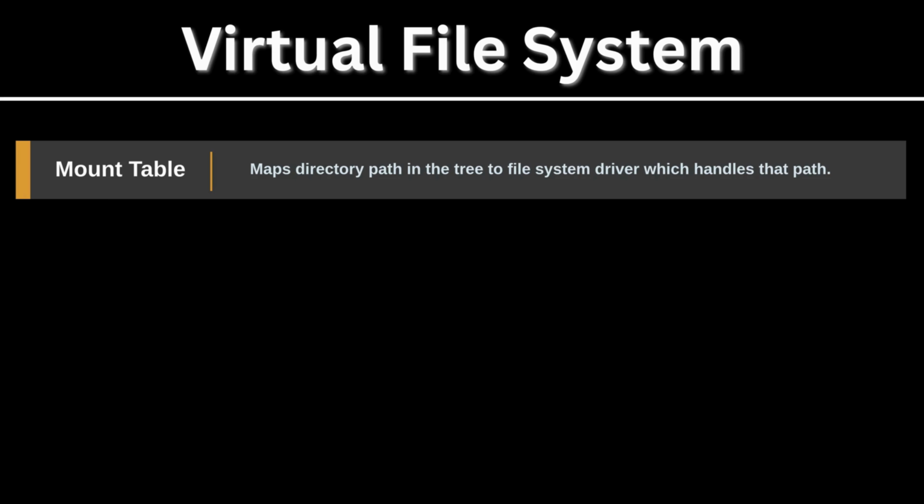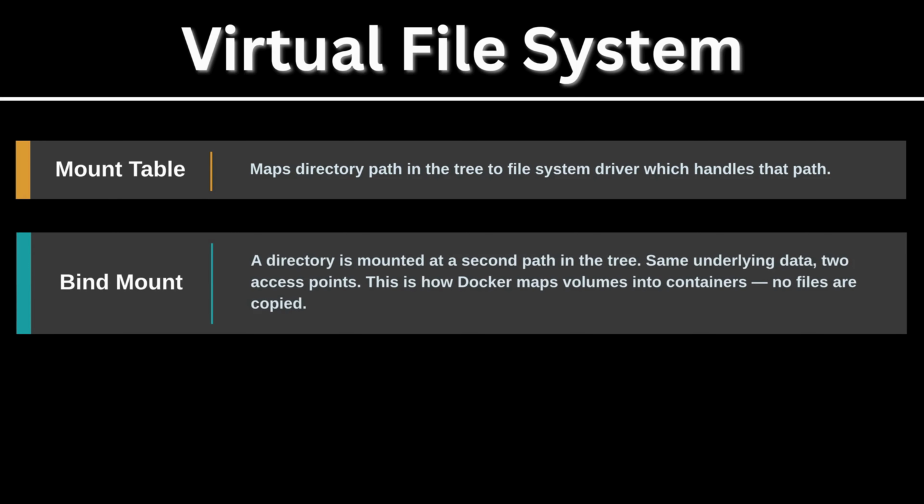This leads to our next concept, which is bind mount. A bind mount adds a new entry to that mount table, but instead of pointing to a new file system driver, it points back to a directory that already exists in the tree. So the same underlying data is now accessible from two different paths and no files were copied. This concept is heavily used in Docker to map a directory from your host machine into the container. It is a bind mount at the VFS layer.